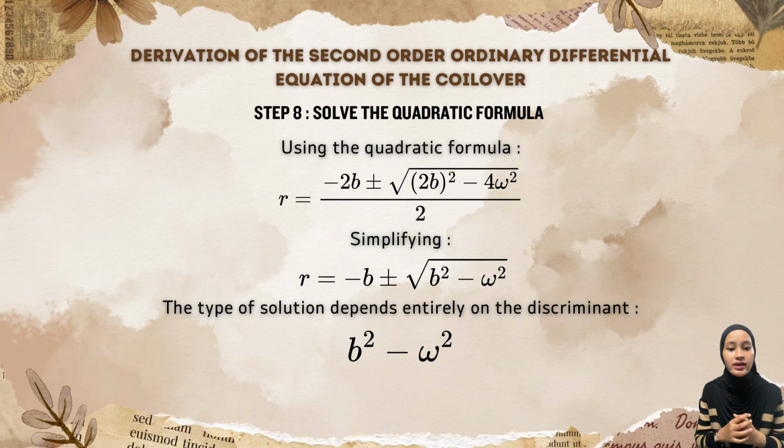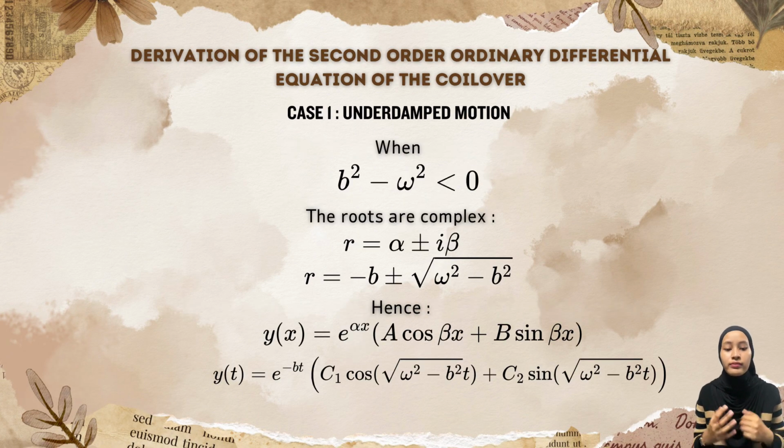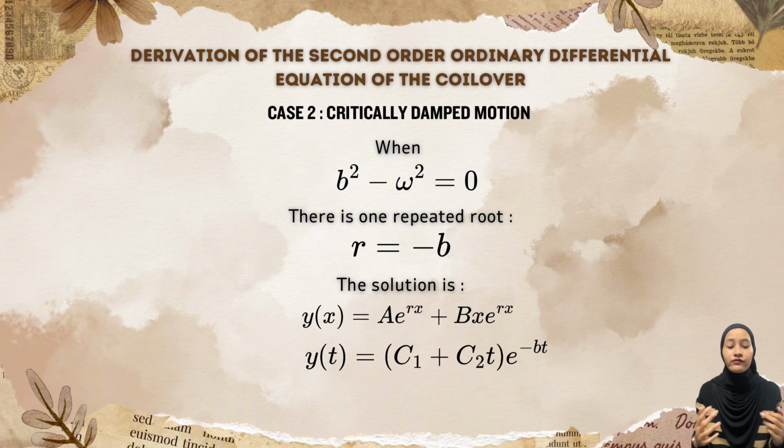So the type of solution depends entirely on the discriminant under the square root, which is b squared minus omega squared. There are 4 types of solution that we will look at. For case 1, underdamped motion, when b squared minus omega squared is less than 0, the roots are complex. So we will obtain the general solution for underdamped motion as shown in the last row. Next, for case 2, critically damped motion, when b squared minus omega squared is equal to 0, there is one repeated root, r equal to negative b. So the solution is as shown in the last row.